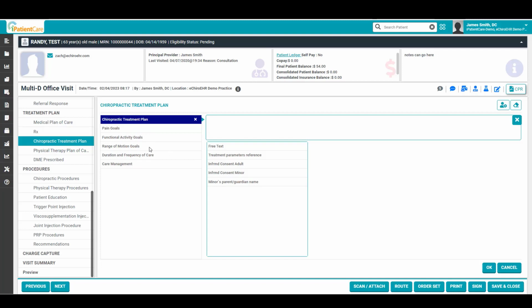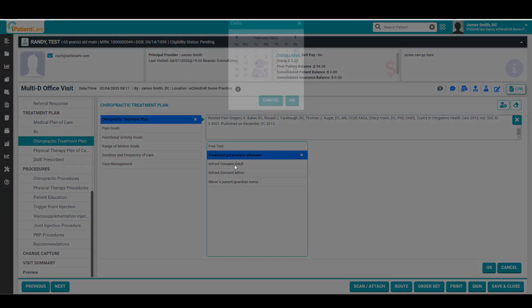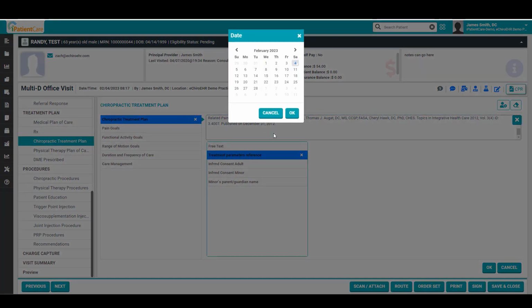Specific measurable goals, and we have identified 3 key categories: pain, function, and range of motion. But out of these 3 key areas, function is by far the most important category of goal to be documenting and working towards. Secondly, duration of care, and third, frequency of care. And you'll see when we open up this treatment plan, the very first thing is discussion of the treatment parameters and then documenting informed consent.